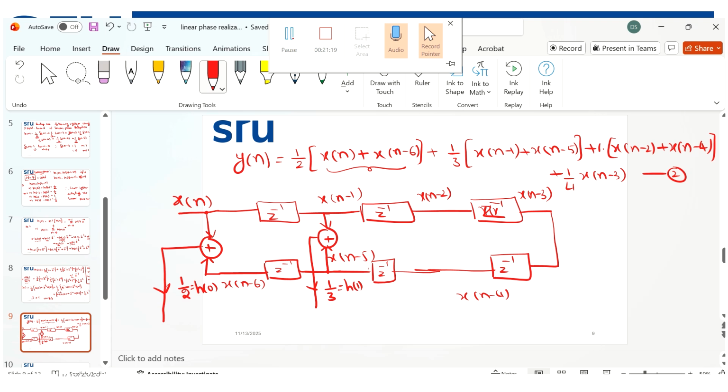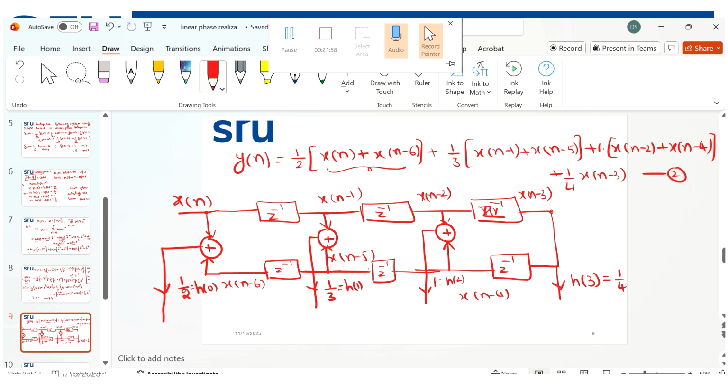Again x of n minus 2 plus x of n minus 4. So this is a line which contains x of n minus 2 plus x of n minus 4. What is the coefficient here? The coefficient is 1, that is h of 2. Alright. Now we have one more factor, that is 1 by 4 x of n minus 3. Now tell me which line is x of n minus 3? This particular line is x of n minus 3. Now extend this line to give a coefficient, that is h of 3 is equal to 1 by 4.